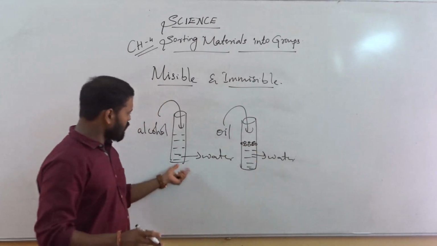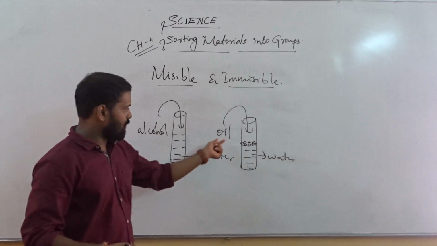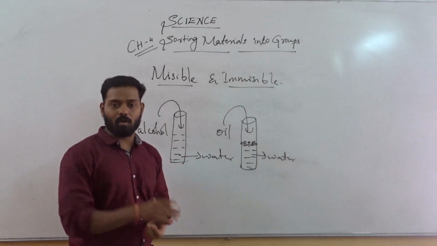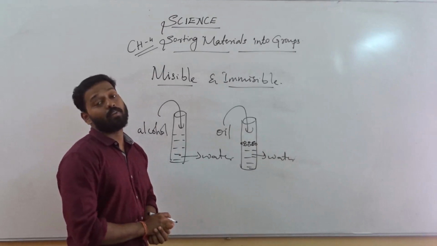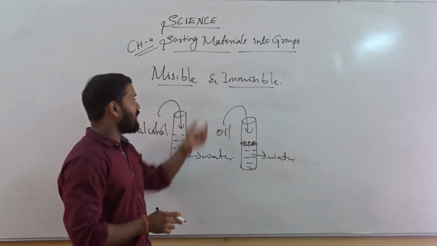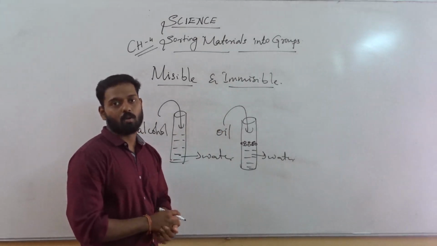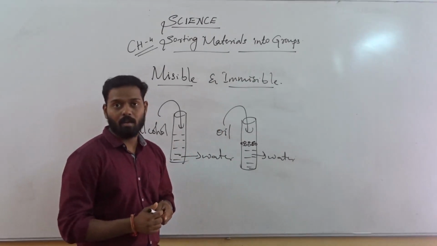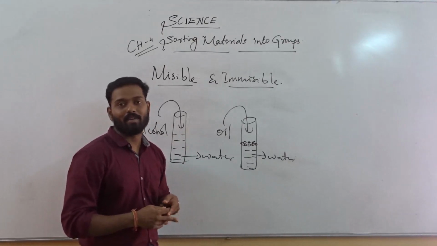So now you can see, when you add alcohol to water, it disappears. That means it is properly mixed. But when you add oil, it is not going to mix. Suppose any liquid you add to the water mixes properly, then you can call it miscible. And if any liquid is not dissolved in water, then we can call it immiscible. So oil and water are immiscible, and alcohol and water are miscible. Understood?